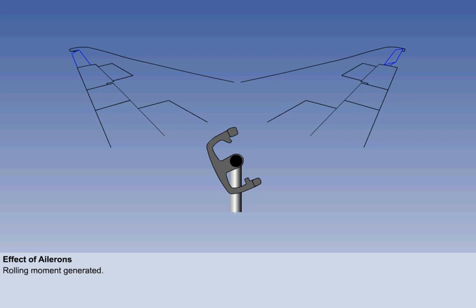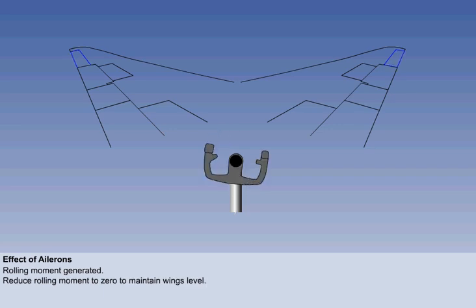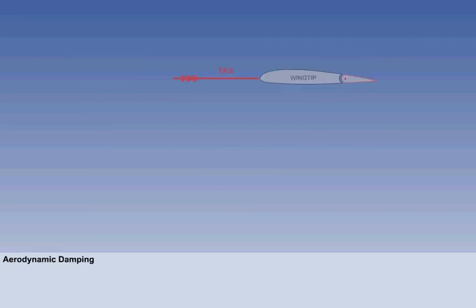The difference in lift on the two halves of the wing generates a rolling moment to the right, and the aircraft will start to roll to the right, in this case back towards wings level. Just before you get to wings level, you neutralize the ailerons, which reduces the rolling moment to zero, and the aircraft will stop rolling. We will now look at the byproducts of rolling the aircraft about the longitudinal axis.